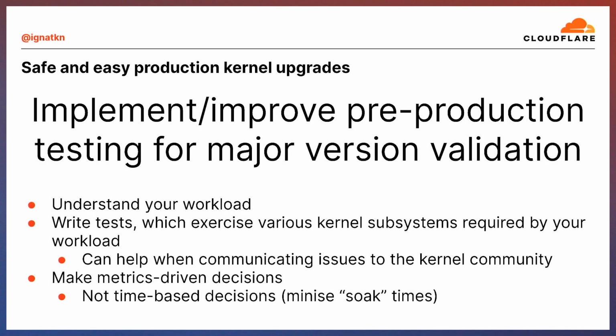We continuously hit bugs in production for features nobody else is using, and therefore nobody else is testing. For most of our bugs, I've been asked, why has no one else in the world reported this? Because probably we use it in some special way. Yeah, and make metrics-driven decisions, not time-based decisions, so you minimize soak times in production.